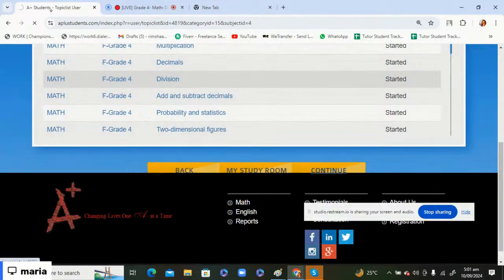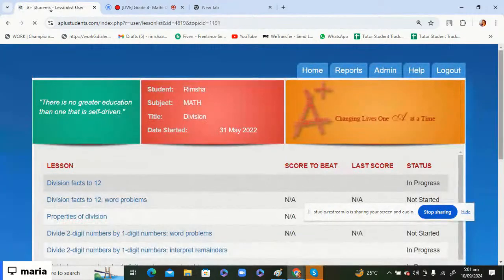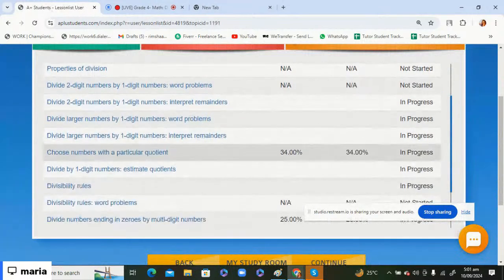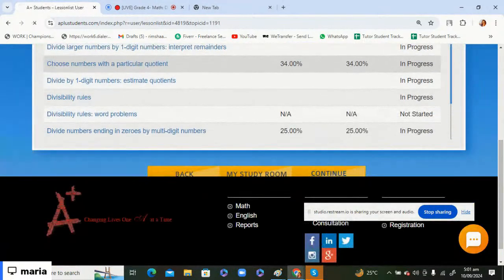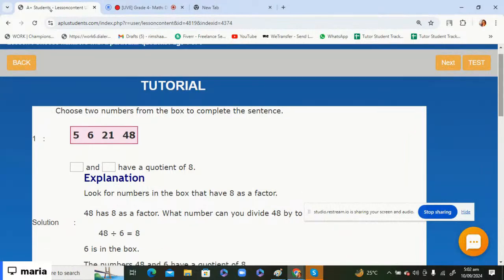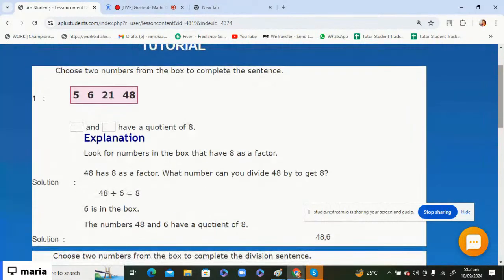Most of the lessons we covered. So today we are on choose numbers with a particular quotient. So here are the questions. Choose two numbers from the box to complete the sentence. So which two numbers have a quotient of 8? As we know, you are going to divide two numbers, okay?